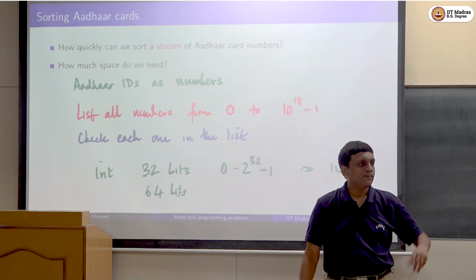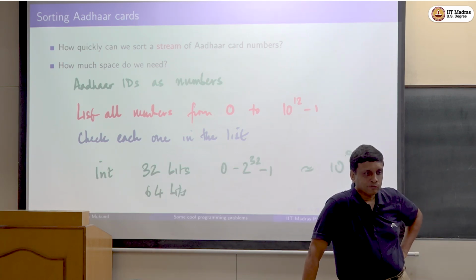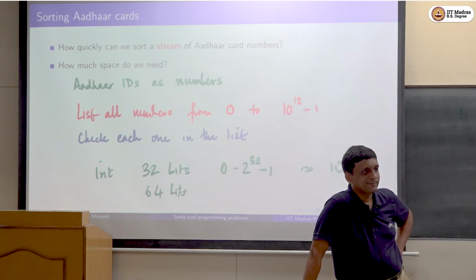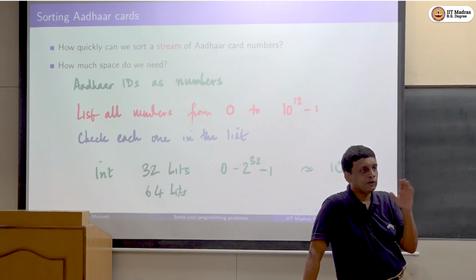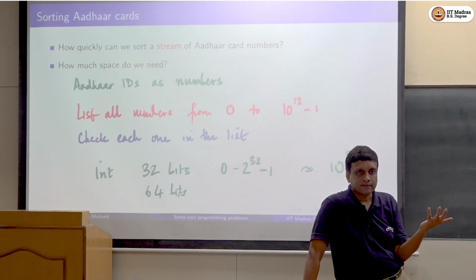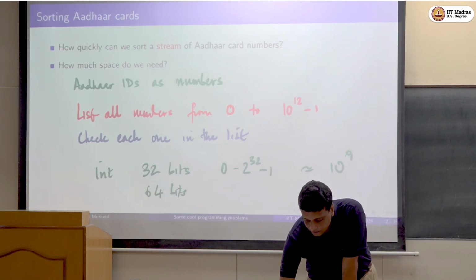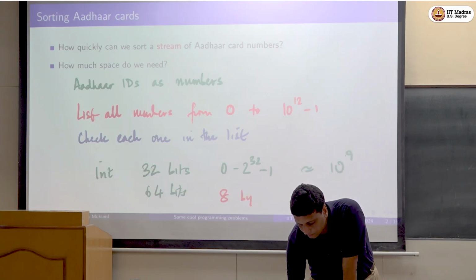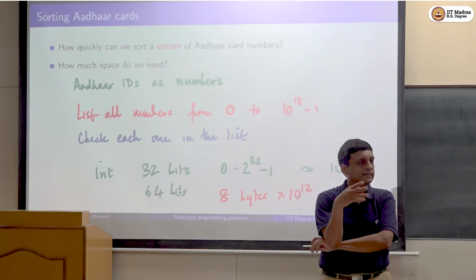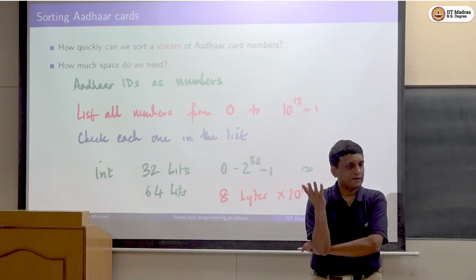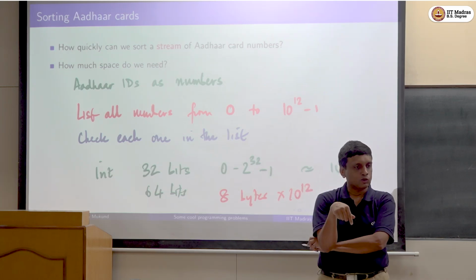Because you can't program your computer to work with 40 bits and all that. It doesn't work. Okay? So you have 64-bit numbers and you have to store 10 to the power 12 of them. So what is 64 bits? 8 bytes, right? So this is 8, which is only marginally better than storing the Aadhaar number itself as 12 bytes times 10 to the 12. But this is on the right track. So what do you do instead?